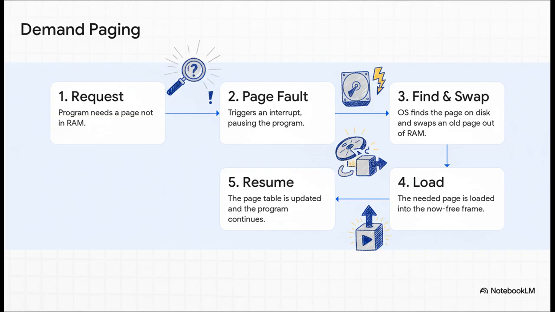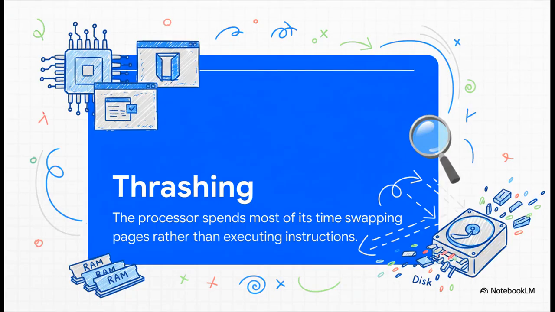When that page fault happens, the OS steps in. It pauses the program for a split second, finds an old, unused page in RAM, saves it to the disk if needed, and then loads the new page the program asked for into that now empty frame. It updates its map, and the program just continues on, completely clueless that this tiny, high-speed swap just happened behind the scenes. Of course, there's a catch.